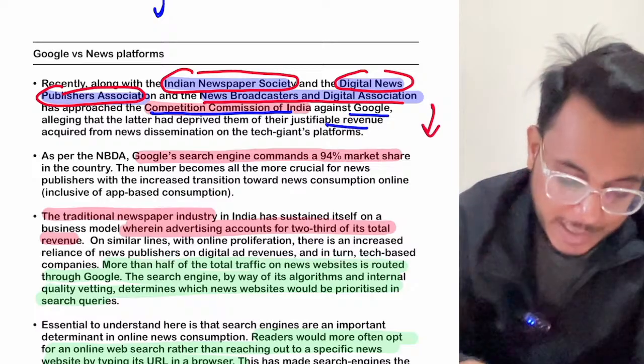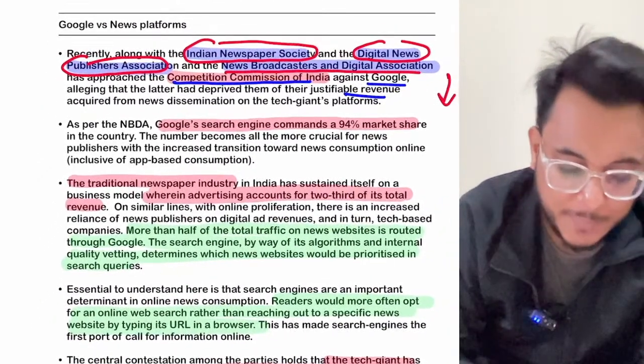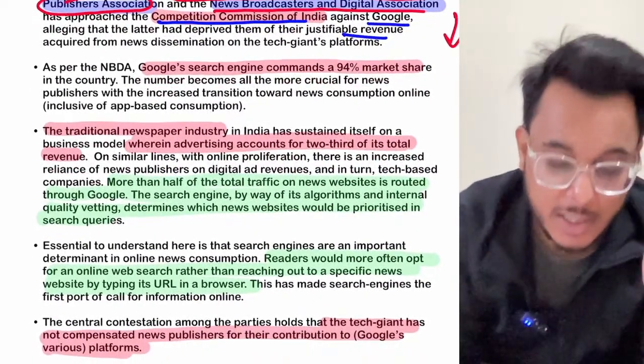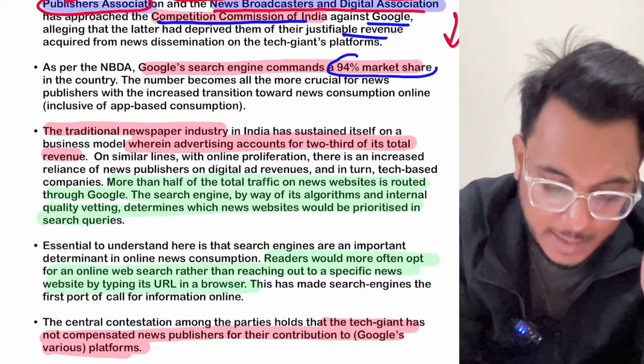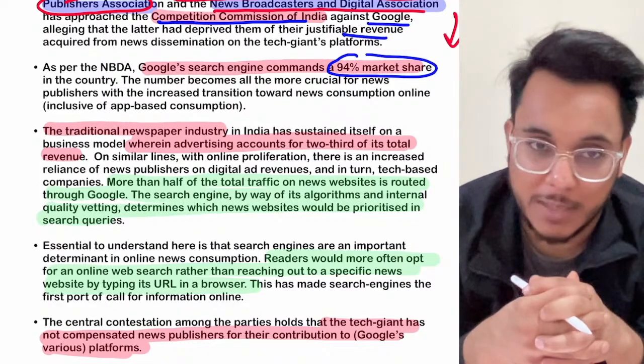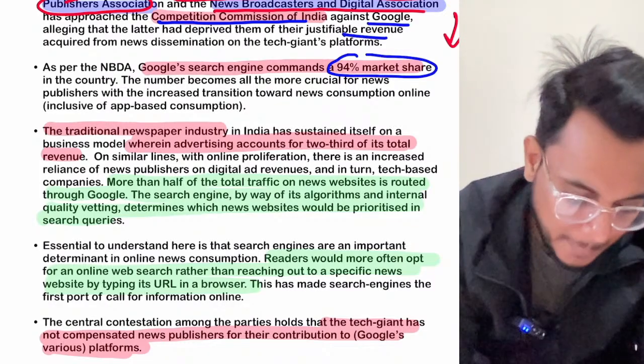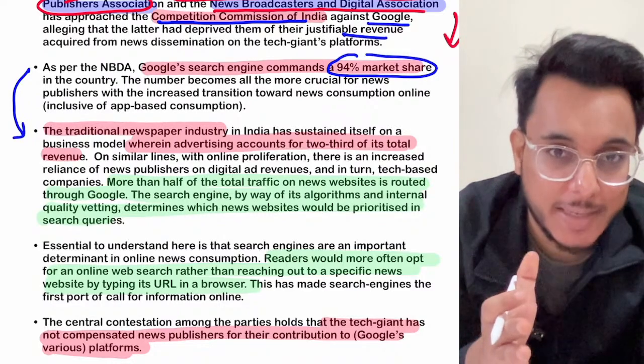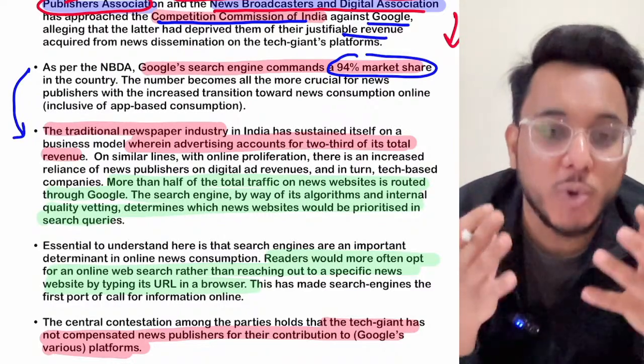Now, how are their revenues declining? See this particular thing. Today, Google is the biggest search engine, and 94% of the market share is held by Google. Now, when we talk about publishing houses and newspaper agencies, where does their revenue usually come from?